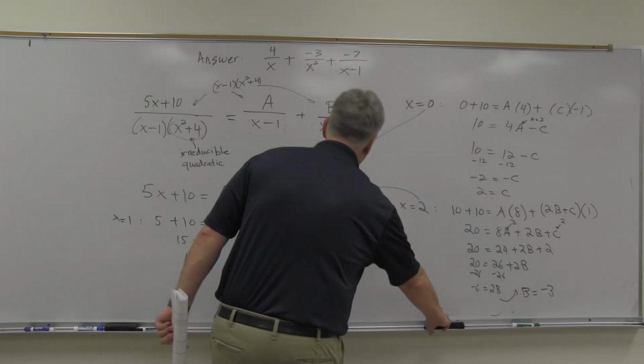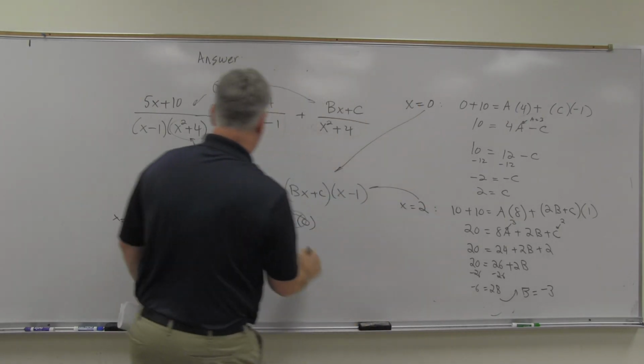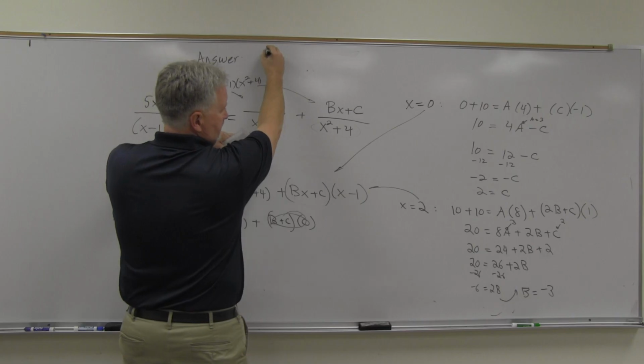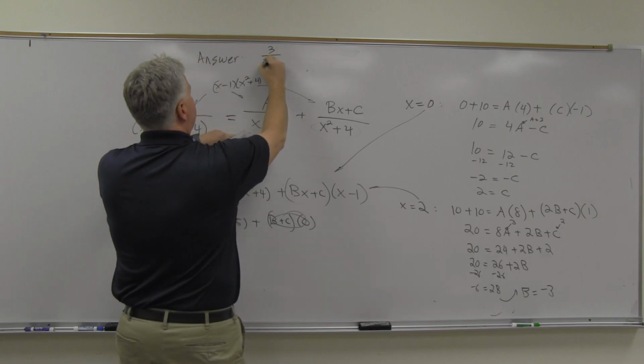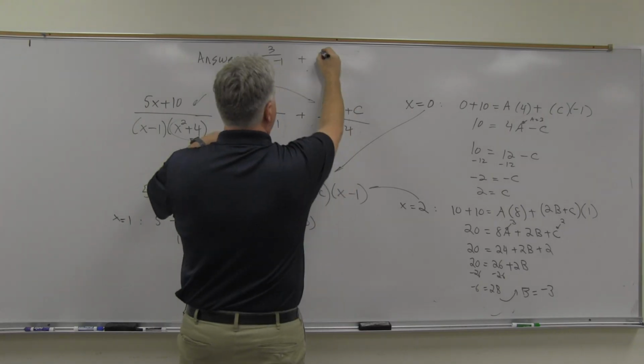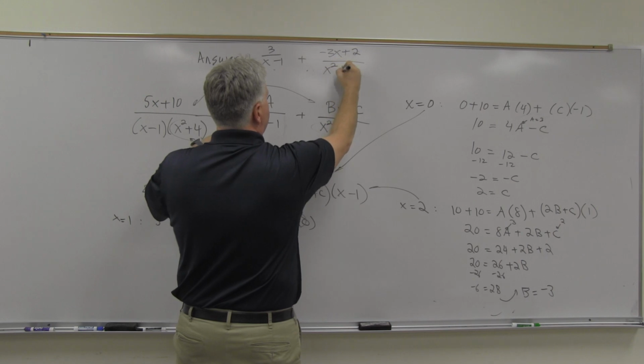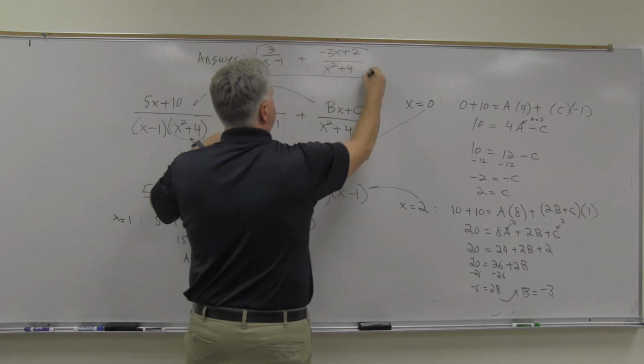So the answer on this one is, right up here again, what's the answer here? So I've got a over x minus 1, so that would be 3 over x minus 1. And then bx plus c, so b is negative 3 plus 2, c is 2, so that would be the other part to it.